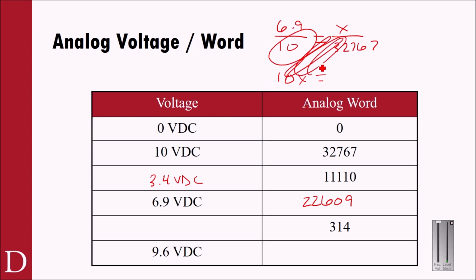Let's get rid of those and let's just try this next one here. Our word is 314. So I don't know what the voltage is. The voltage is to 10 as 314 is to 32,767. And again, if you don't know what I'm doing here, it's just a quick cross multiplication. All right, so I get 32,767x equals 3,140. And I just got to divide that out.